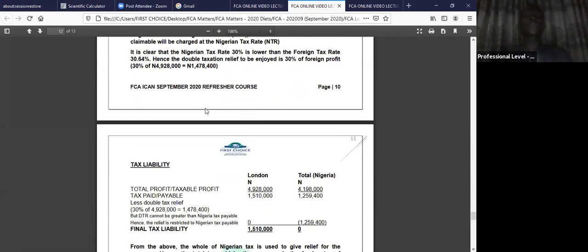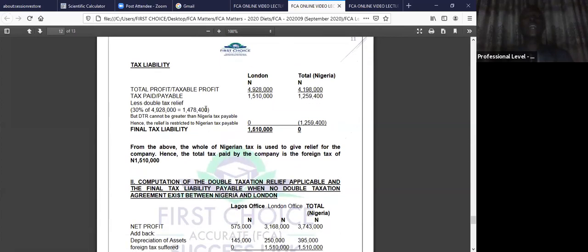Okay, so look at the tax liability here. Look at London, look at the profits, look at the tax payable, look at Nigerian profit, look at the tax payable. Can you see that the relief, we cannot be giving that 1 point something, although we have calculated our relief to be 1,478,400, but we are still going to use Nigeria because it's not going to be bigger than Nigeria. So finally, you're not going to pay any tax in Nigeria.